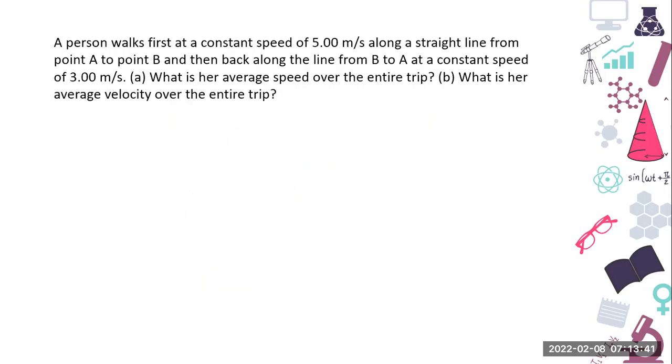A person walks first at a constant speed of 5 meters per second along a straight line. We can say that if we have a person, we assume that that person walks, let's say this is point A to B initially. So A, B, that person is walking 5 meters per second.